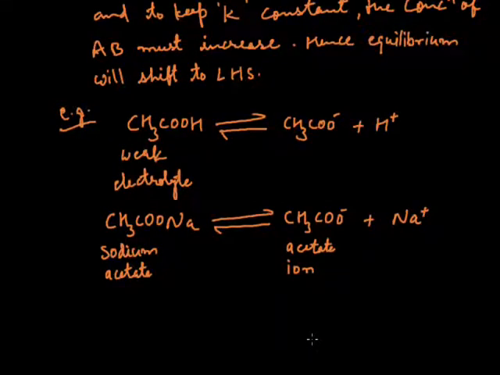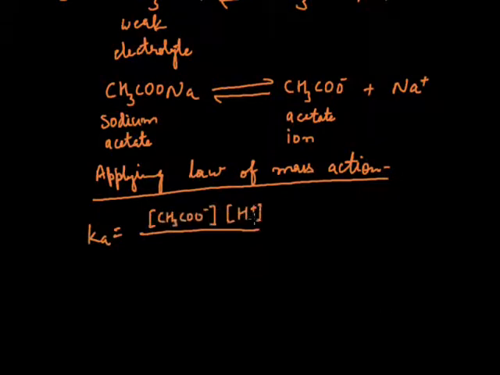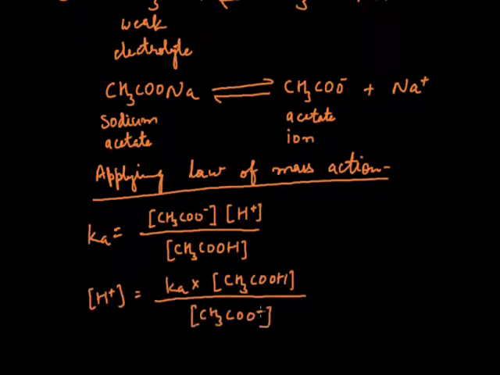Here we can see when sodium acetate is added to the solution of acetic acid, then the degree of dissociation of acetic acid, which is weak acid, is suppressed due to common ion effect. We can see it by applying law of mass action on equilibrium. In this relation, we can see that on increasing the concentration of acetate ion, hydrogen ion concentration decreases, which shows that in presence of sodium acetate, degree of ionization of acetic acid is decreased.